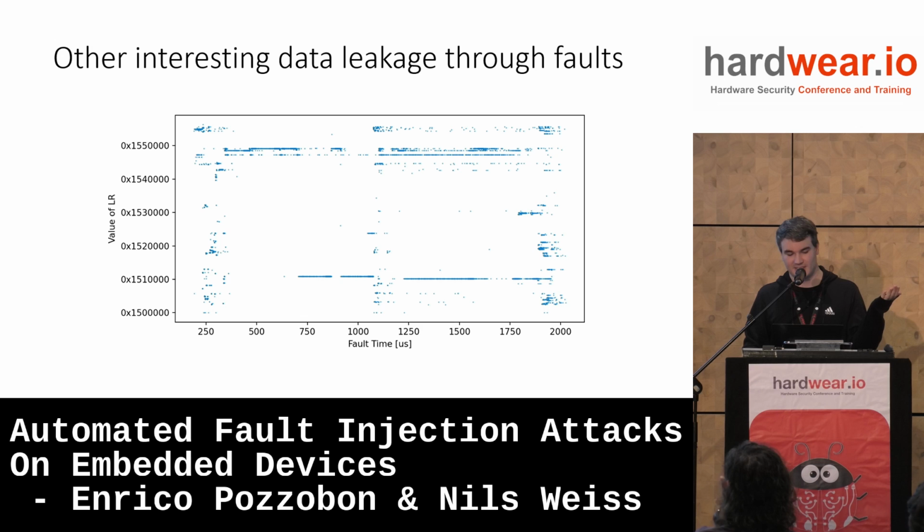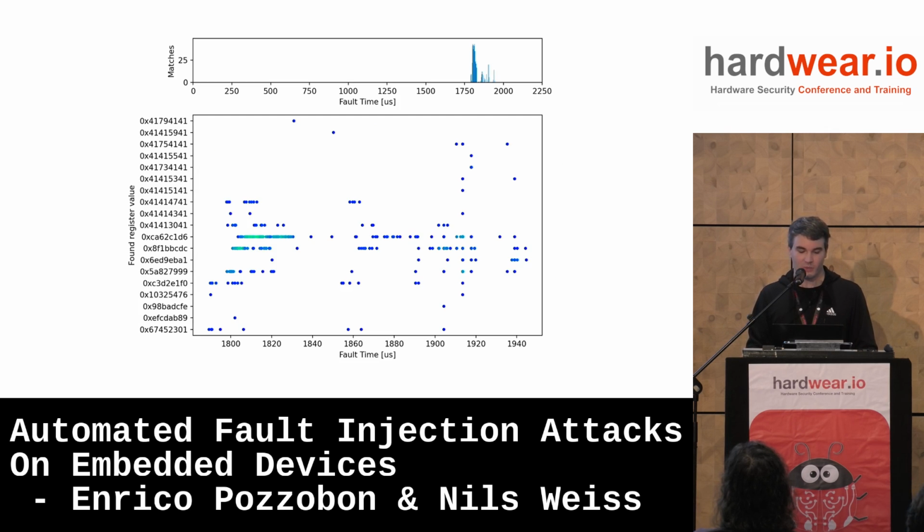This is other interesting data leakage that you could extract through these stack traces. We can see all the values of all the registers, so we can leak the value of the link register to know where the execution was in the firmware at any moment in time. We can also see some special values, like for example here we started seeing the constant of the SHA algorithm, which indicated that this ECU was using the SHA-1 algorithm.